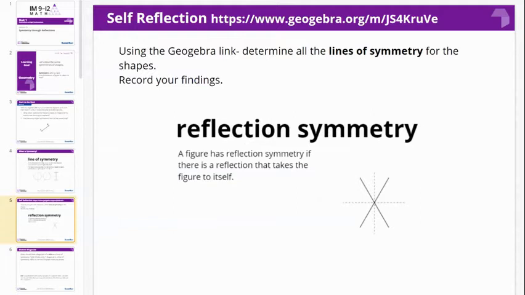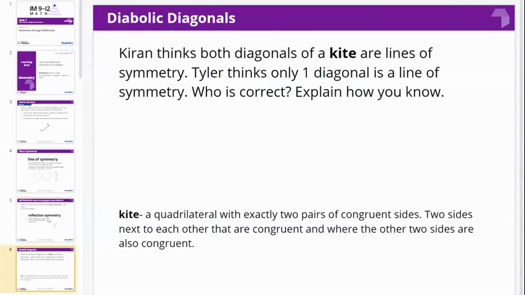Now, using the GeoGebra link, so I'll use GeoGebra here. Determine all the lines of symmetry for the shapes. Record your findings. So reflection symmetry: if a figure has reflection symmetry, there is a reflection that takes the figure to itself. Let's see. So we got a kite.